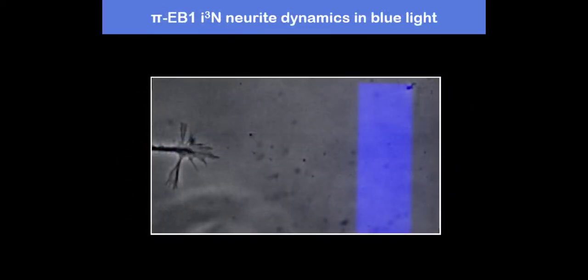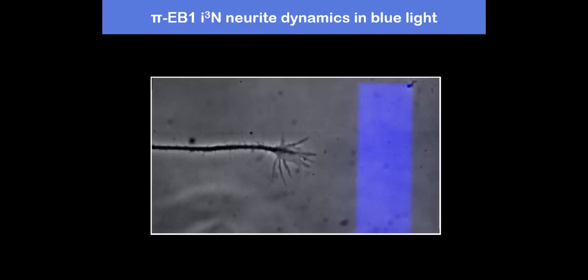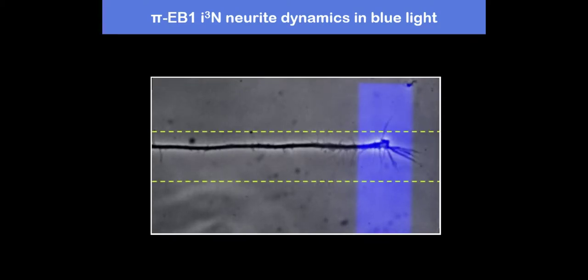The final experiment I want to show today is work in progress, coming back to our initial question: how plus-end protein complexes control neuron morphogenesis. This video shows the extending neurite of a newborn cortical neuron differentiating from pi-EB1 induced pluripotent stem cells. The neurite growth cone advances along a micropatterned laminin track toward a blue light box.